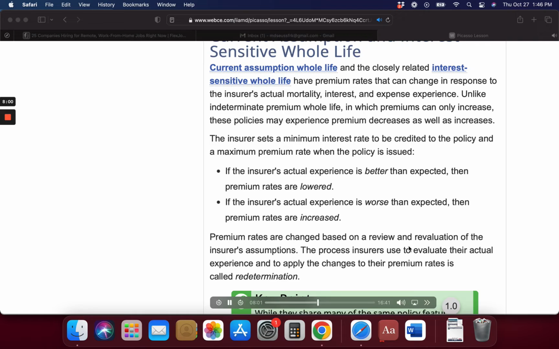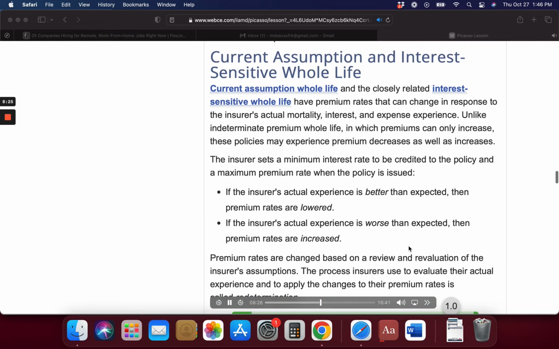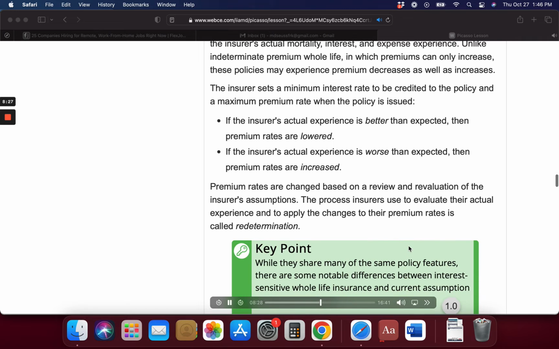Current assumption and interest-sensitive whole life. Current assumption whole life and the closely related interest-sensitive whole life have premium rates that can change in response to the insurer's actual mortality, interest, and expense experience. Unlike indeterminate premium whole life, in which premiums can only increase, these policies may experience premium decreases as well as increases. The insurer sets a minimum interest rate to be credited to the policy and a maximum premium rate when the policy is issued.